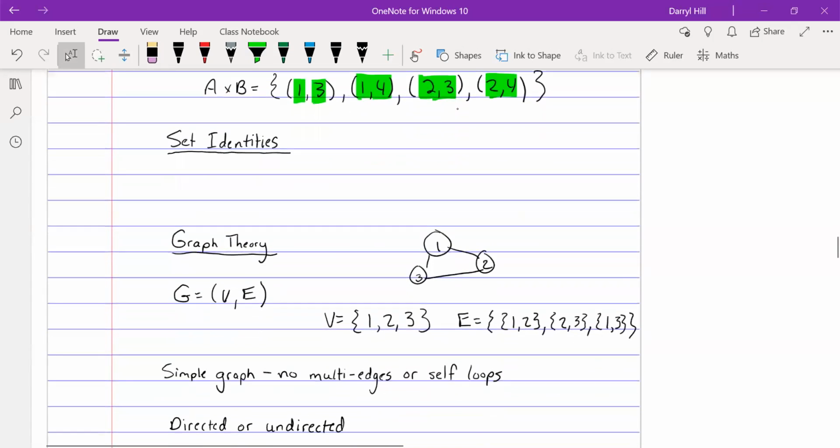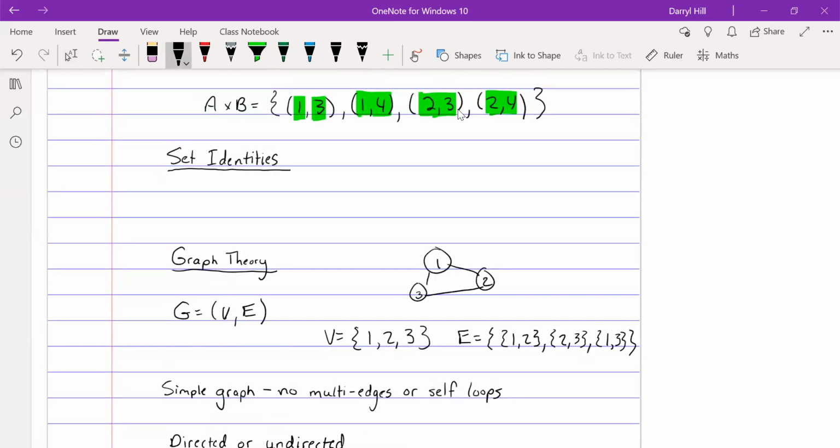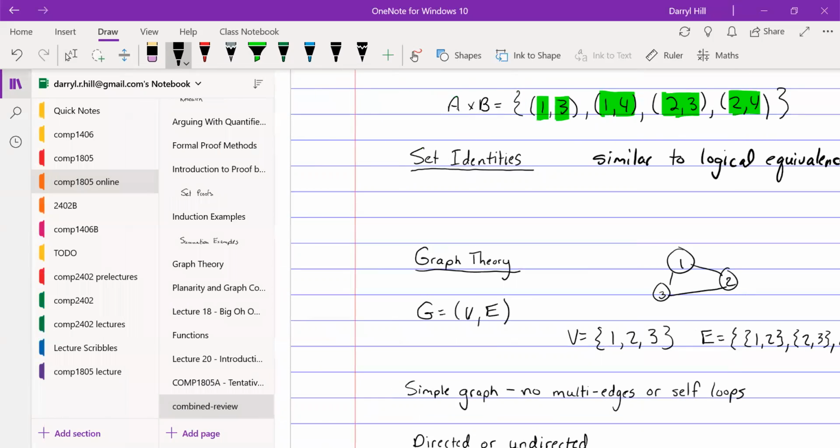Set identities. I didn't put the sheet in here. So these are very similar to logical equivalences, and we'll see them. All of the set identities that you should know, I embedded in the practice exam, so you'll see them there. Actually, I can switch to that right now.